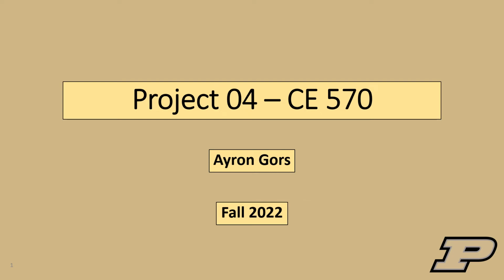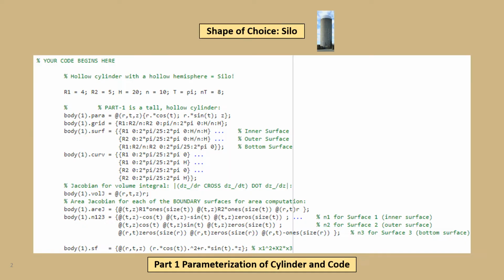Hello, my name is Ayron Gors, and this is my project presentation for CE570. For this week's project, we were tasked with defining area Jacobians for each of the external surfaces of a body of our choosing, and my body of choosing is still my silo.